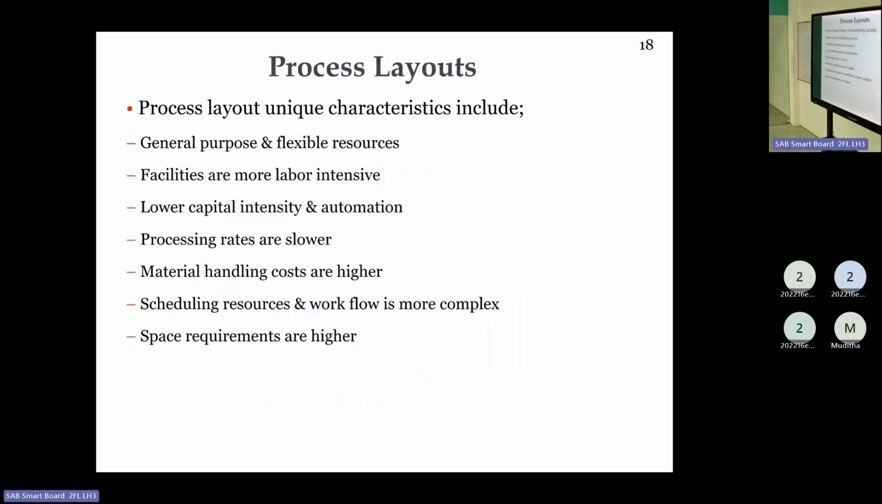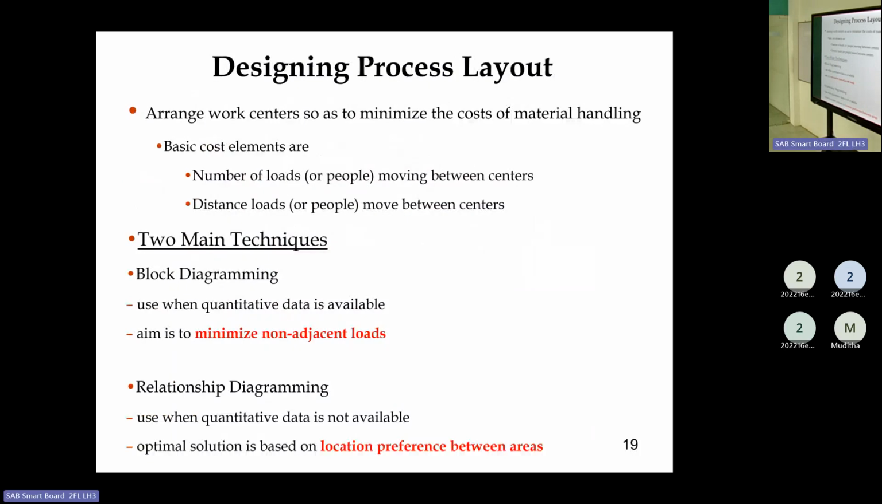Before the debate, I might take 10-15 minutes. Now, this technique, block diagramming, can be used when we have quantitative data. But often we don't have quantitative data, such as the number of transactions between departments, which we don't know exactly. In such a case, when quantitative data is not available, a technique called relationship diagramming can be used. What's the name of that? Relationship diagram.